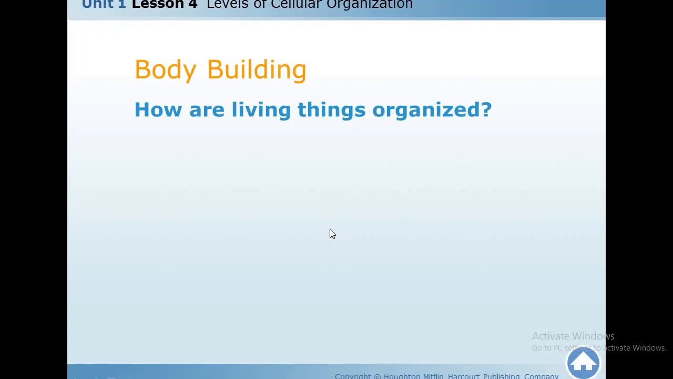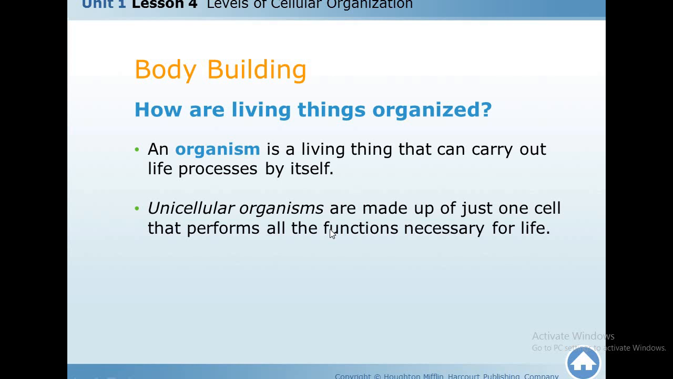Okay. So, what are the living things? How the living things are organized? You know that we have thing that's called organism. The organism is the living thing that can carry out the living process by itself. Okay? So, the human body is an organism. The living thing is an organism. The animal is an organism. It's a living thing that can carry out its own life process.